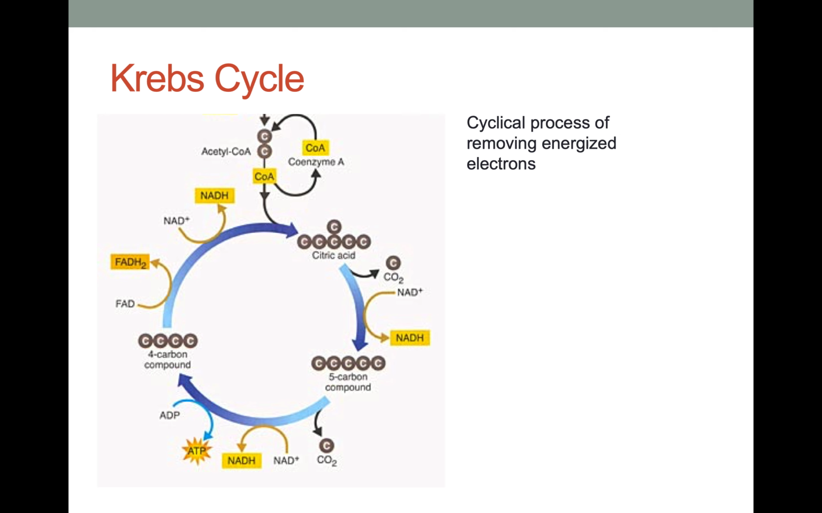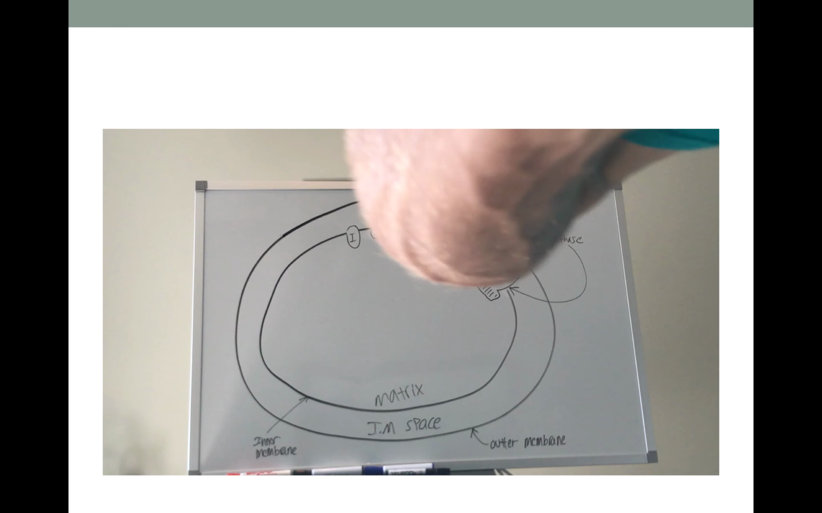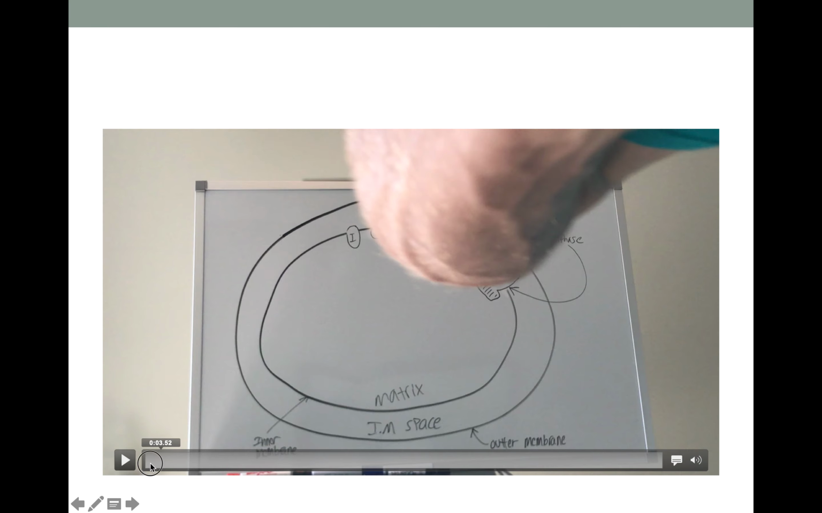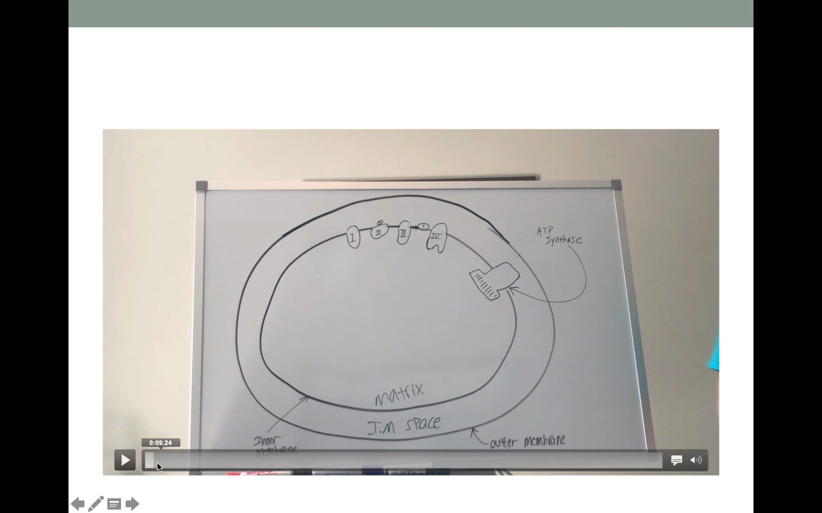We produce 1 ATP, but what we also produce is a lot of these energized particles. So we produce 3 NADH and 1 FADH for each acetyl-CoA that enters the Krebs cycle. In this next video, we're going to look at the mitochondria, a cross-section of it in a little more detail, and see what exactly is happening in that electron transport chain to allow us to produce ATP.